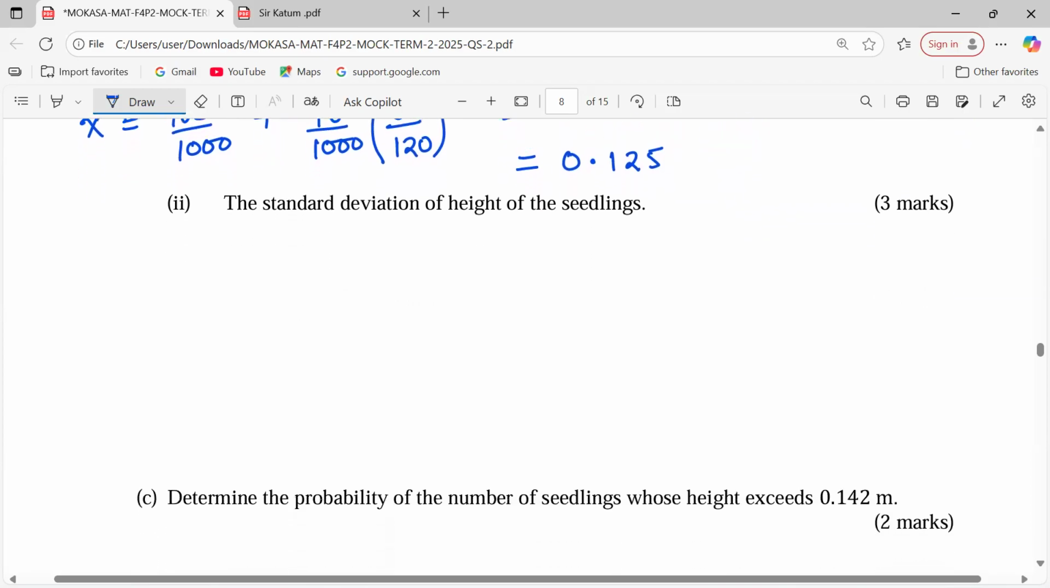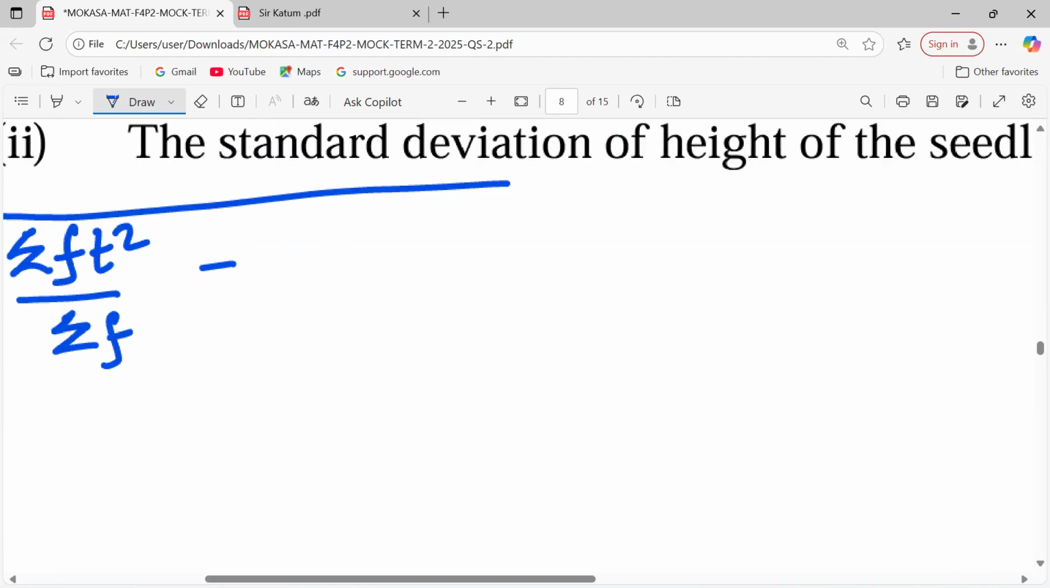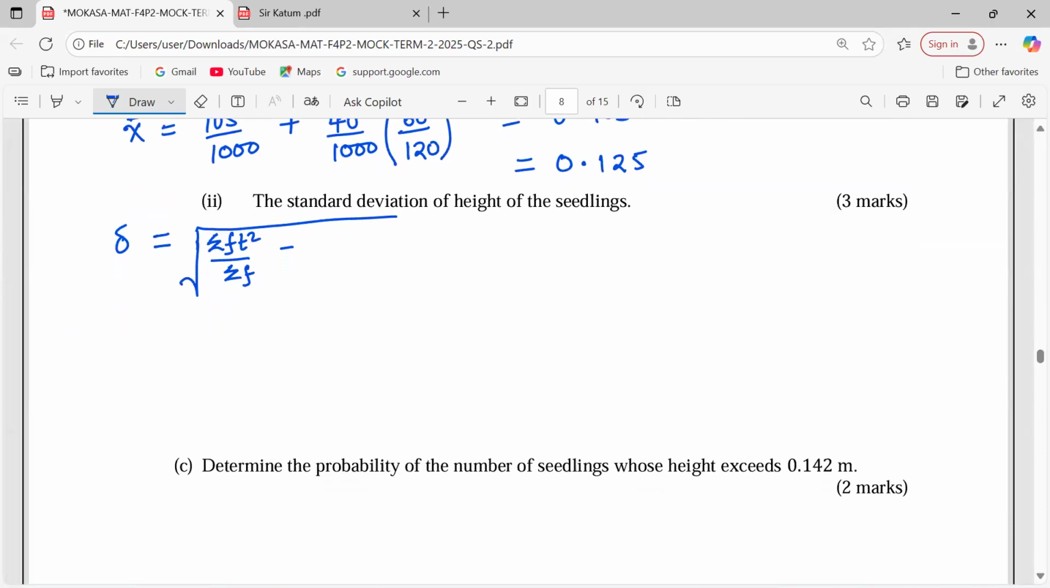Something that you're supposed to know is naturally standard deviation. Standard deviation is given by the square root of variance. So the square root of summation of f of t squared out of summation of f. Then we subtract summation of f of t out of summation of f, and this part should be squared.